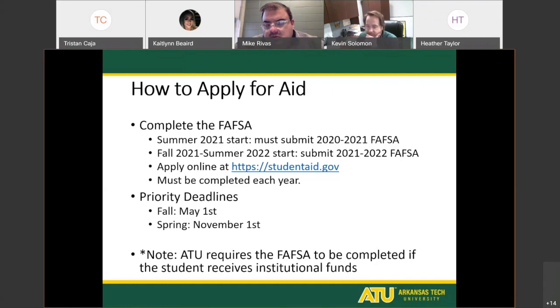And this is just kind of a side note, but Arkansas Tech requires that the FAFSA be completed every year if a student receives institutional funds. So that may be like a foundation scholarship, any kind of scholarships, athletic scholarships. So any institutional money, you have to have a FAFSA on file to receive that money for it to pay. Go ahead with the next one, Caitlin.